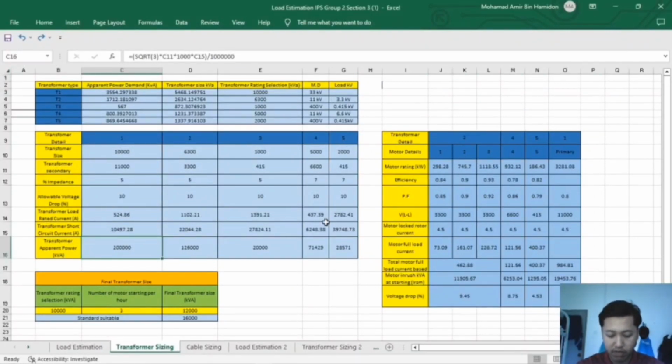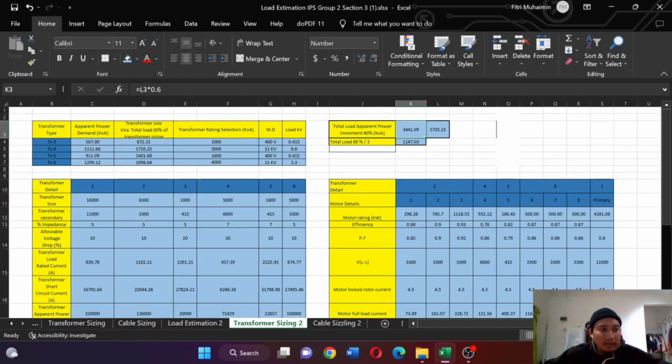We must also calculate for the motor details. For the motor detail, the voltage drop must not be more than 10%, which means it must be less than 10%. The motor full load is below 65% of the transformer full load. This is our task: to add on two divisions for the total load increment of 66% from our existing load. So this is our calculation.